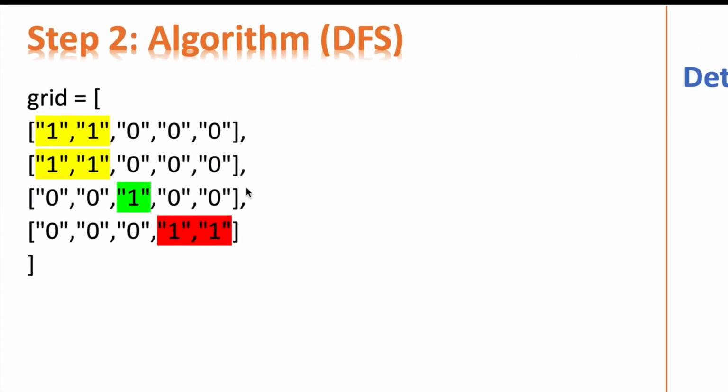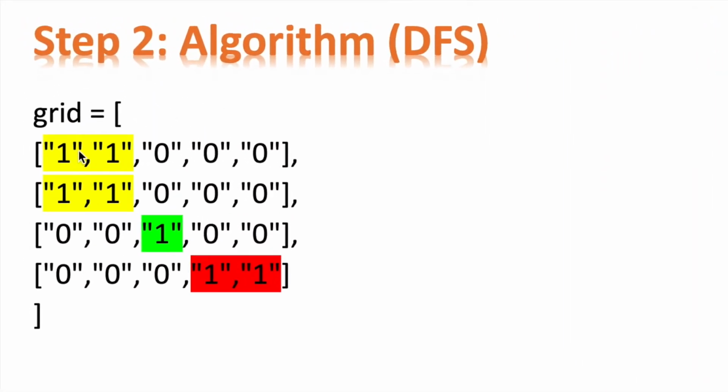Let's look at this example first. We start from the top left one. There is no number on the top or left, so we go to the right to the second one. For the second one, the left is the one we already visited. No number on the top. To the right, there is 0, which is water, so there is only one way we can go, which is bottom. Then we are here at the third one.